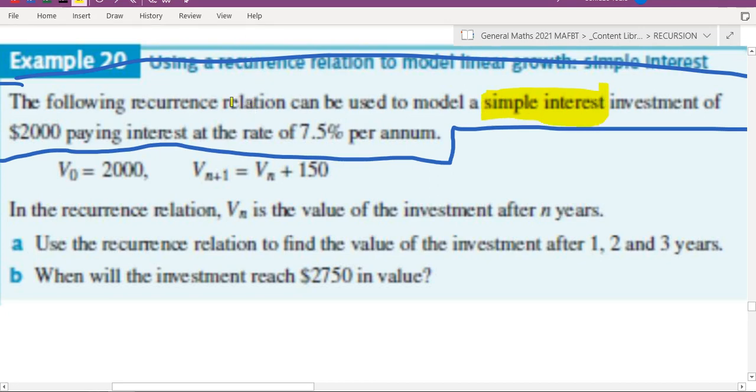Investment of $2,000. I'm going to highlight that too because that's important information. Paying at a rate of 7.5% per annum. Now you might think, oh, there's percentages here. This is probably going to be geometric.